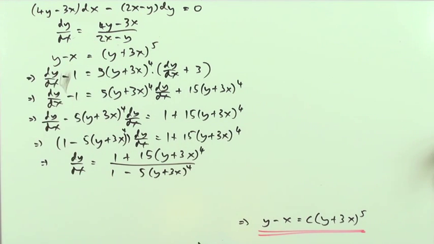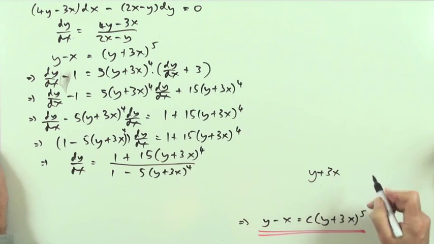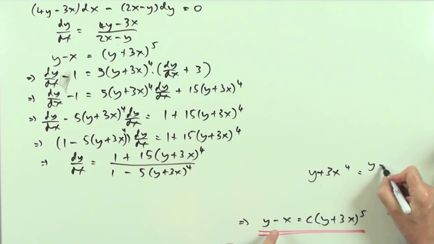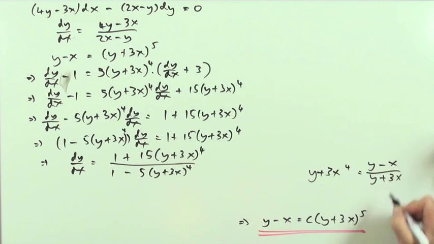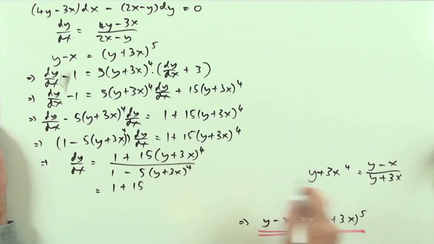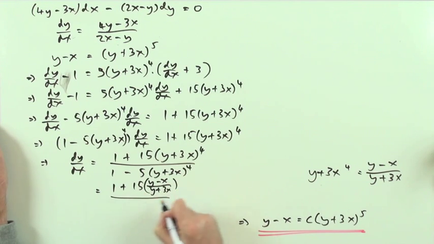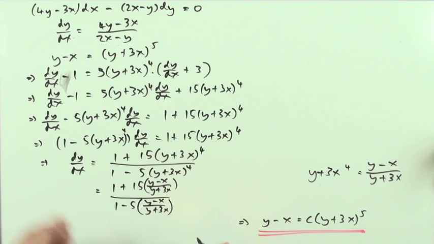It doesn't look anything like that because I can still change it using this, because this says y plus 3x to the power 5 should equal that. So for that part, y plus 3x to the power 4, remember that's a 1, would be y minus x divided by y plus 3x. So I can replace those parts. So I've got 1 plus 15 times y minus x over y plus 3x over 1 minus 5 times y minus x over y plus 3x.